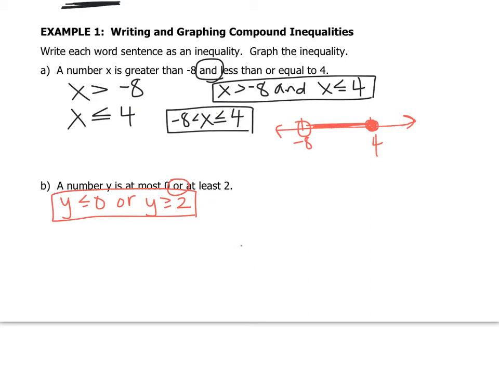And let's do our number line. So we go in order. 0 is on the left, 2 is on the right. I'm allowed to be equal to 0. I'm also allowed to be equal to 2. I'm less than 0, and I'm greater than 2.